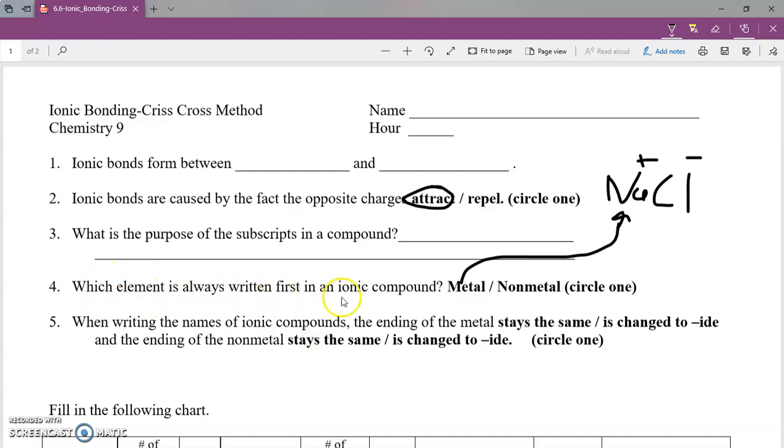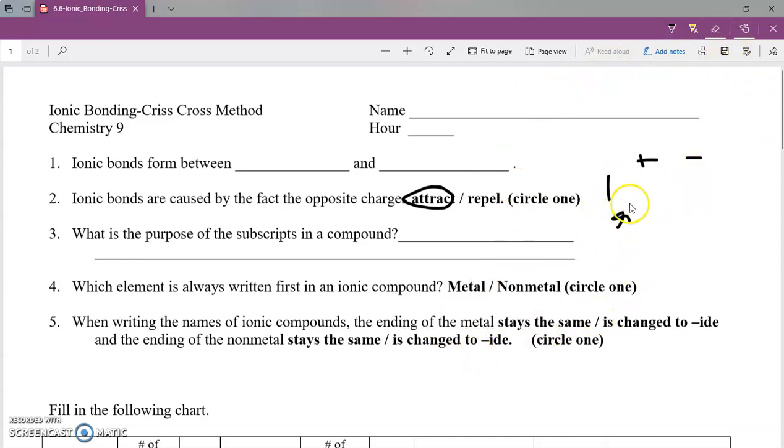Which element is always written first in an ionic compound? Well, we can see that every time we always start with a metal, right? Metals go first because we keep it as that name, like sodium. And then the nonmetal comes after, chloride, sodium chloride. When writing the names of ionic compounds, the ending of the metal stays the same, right? We call it sodium. And the ending of the nonmetal is changed to IDE, right? Best example, sodium chloride, right?